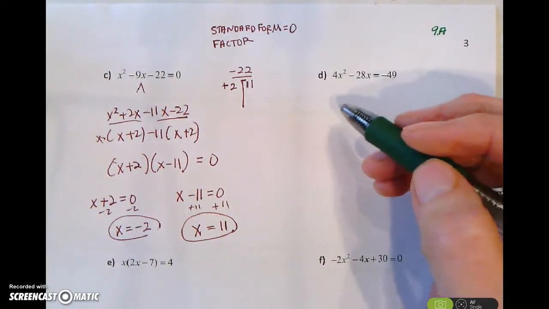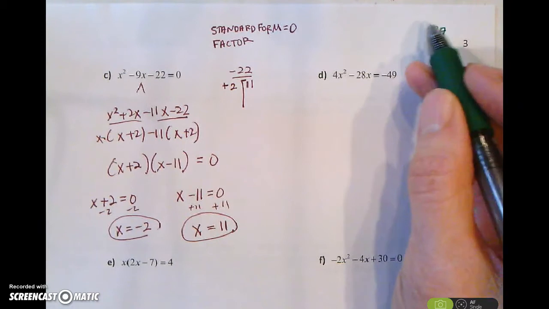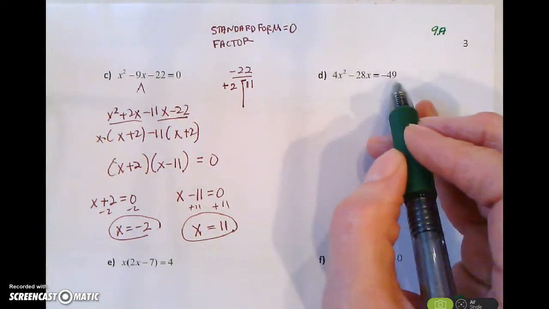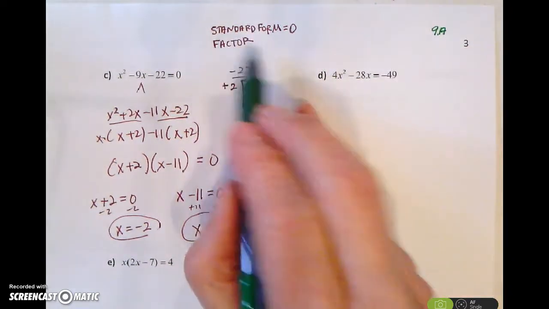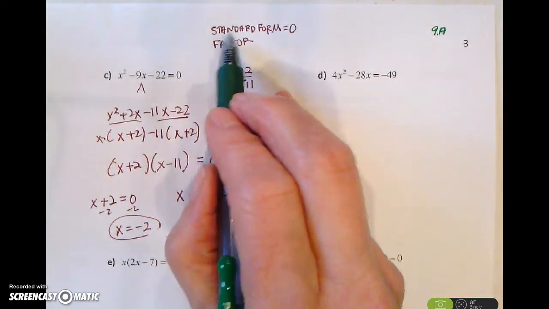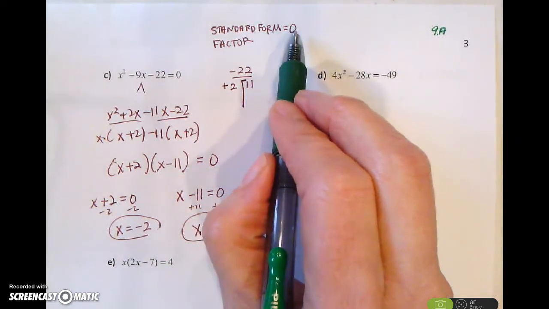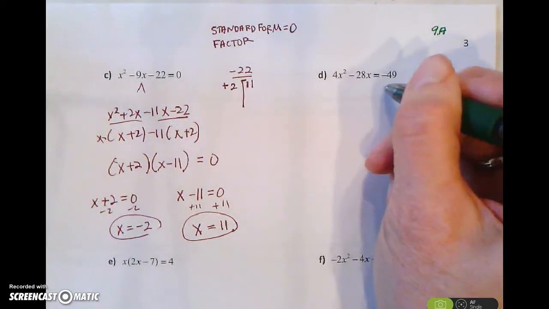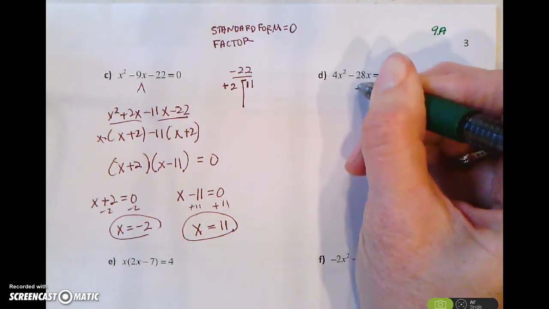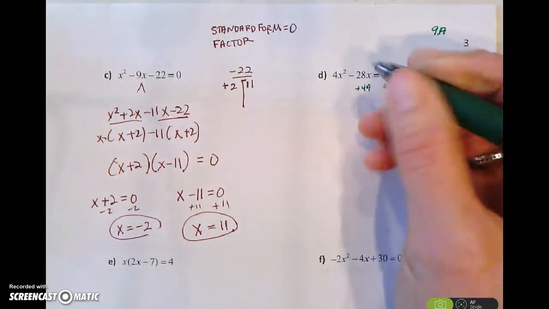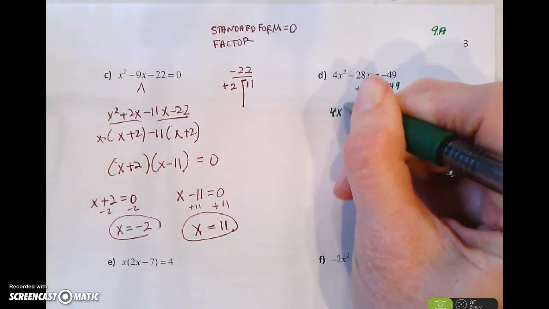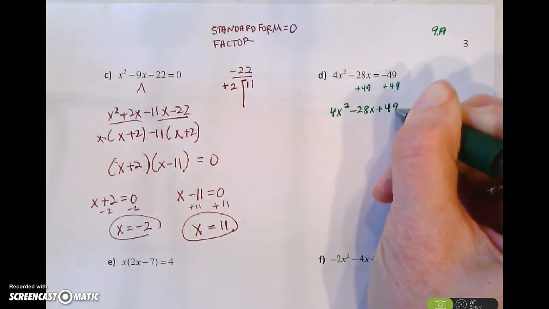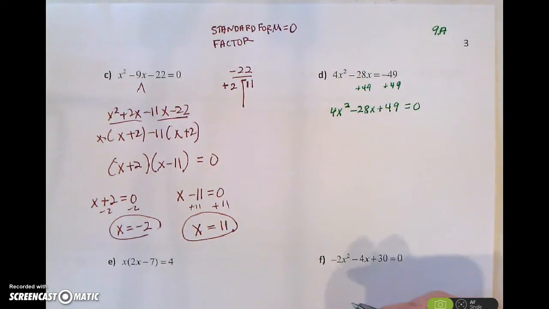For problem D of notes 9.a, example 1 looks like this. Remember that our goal for these quadratics is to get them in standard form and then have them equal to 0. So I need a 0 over here, so I need to add 49 to both sides. When I place it into this right side, I want to make sure it's in standard form. So minus 28x plus 49 is equal to 0.